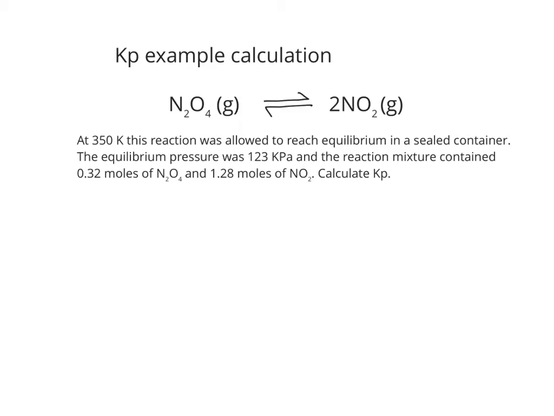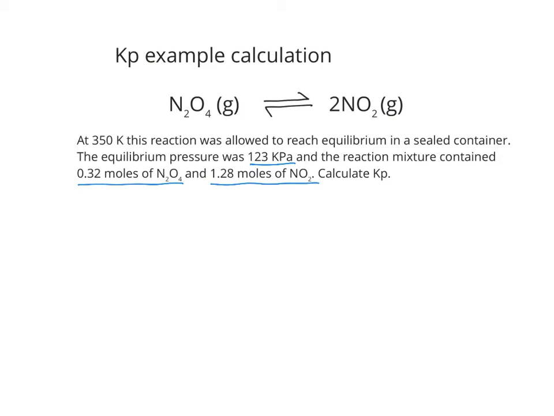Always we're going to be calculating Kp at a given temperature, so we don't need to use the temperature in the calculation. If it's not in a sealed container, it's not going to reach equilibrium. So the equilibrium pressure was 123 kilopascals. I'm going to need to use that. And the reaction mixture contained 0.32 moles of N2O4 and 1.28 moles of NO2.